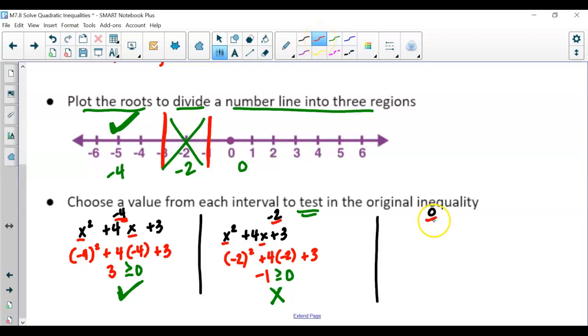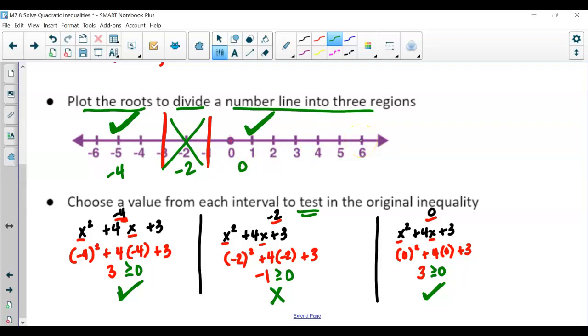Now let's check 0. So again, x squared plus 4x plus 3. We're going to plug in 0 where we have x. 0 squared plus 4 times 0 plus 3. When we simplify, we get 3. Is 3 greater than or equal to 0? Yes. So this section is also all solutions. So negative 1, 0, 1, 2, 3, 4, 5, 6, 7, they're all solutions.